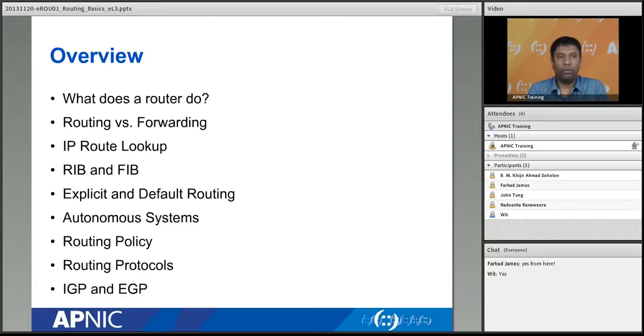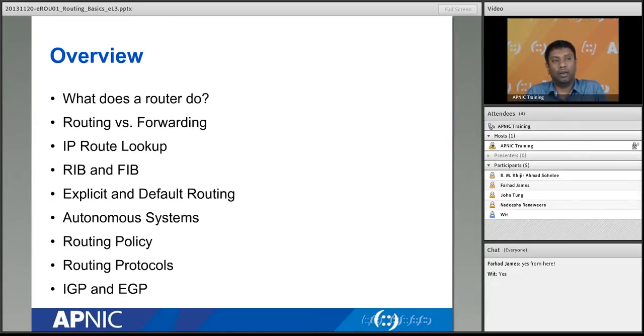So here is the overview of what we are going to do today. We'll try to explain what a router normally does, and then we'll differentiate between the function of routing and forwarding. Some people might consider routing and forwarding almost the same thing, but to be precise and to go into further detail, we really need to distinguish the difference between routing and forwarding. That we'll be discussing today.